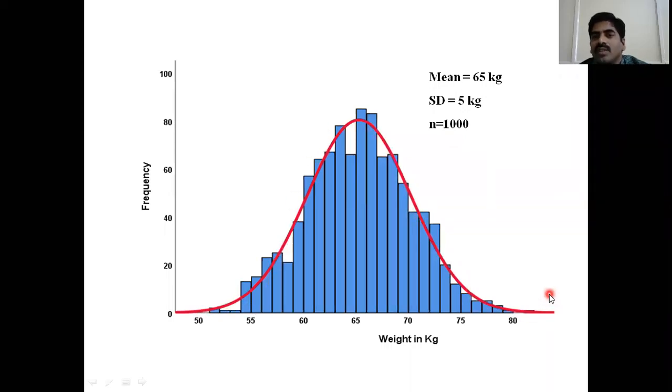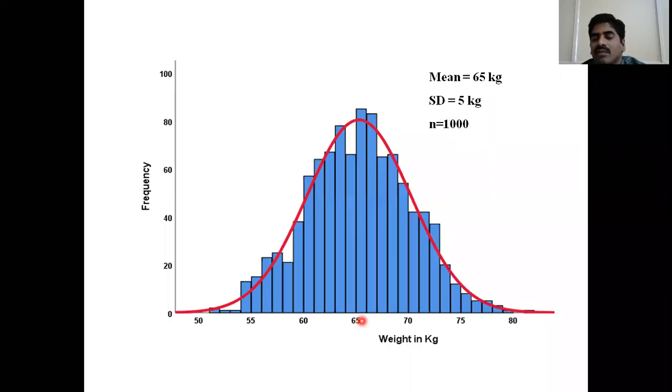And the mean is approximately equal to the median, approximately equal to the mode. Why? Because 65 is the most frequently repeated value, so 65 is the mode, and 65 is in the middle position. That means 50% of the observations are below 65, and 50% of the observations are above 65. So it is in the middle position, so 65 is called the median. And if you take thousands of observations and calculate the mean, it is also equal to 65. This is the property of the normal distribution.